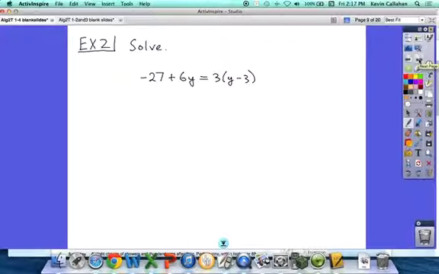Any simplifying to do on either side of the equal sign? Kareem, distribute, right? So we need to distribute on the right. Negative 27 plus 6y equals 3y minus 9. Okay, which is the smaller coefficient of the two variable terms? The 3y. Right? Don't worry, it's going to get harder.